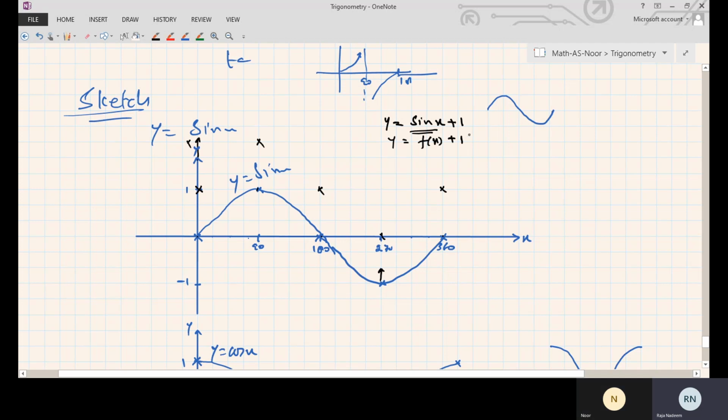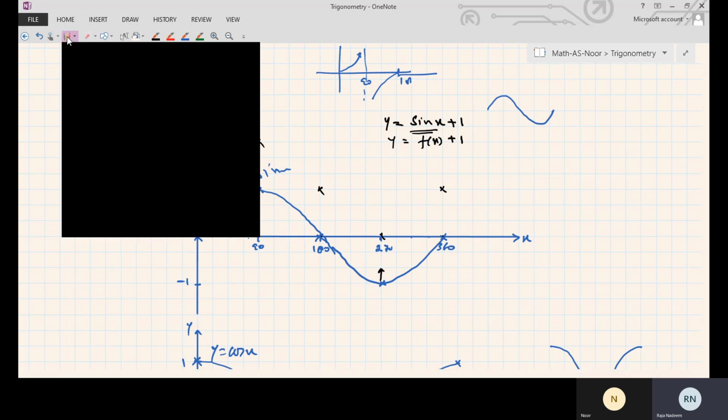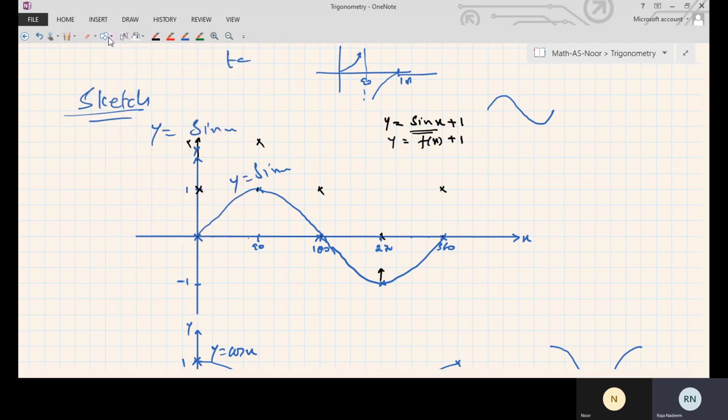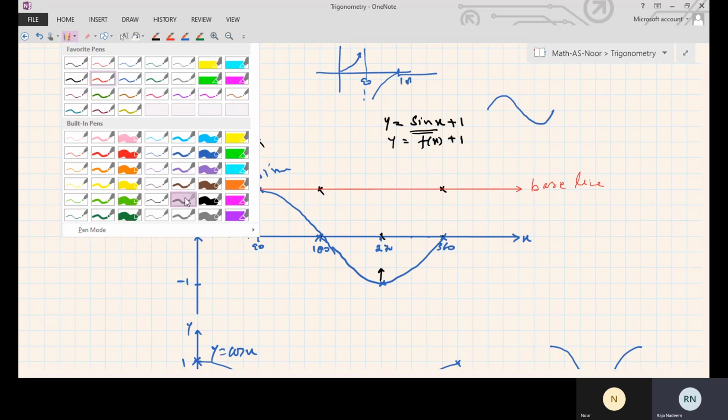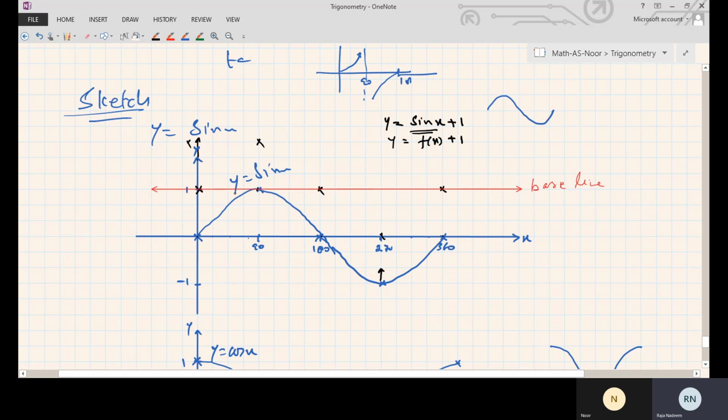I would suggest that whenever you are adding or subtracting a number outside of a function, you draw a line. I call that line a baseline. So draw a baseline which passes through y equals 1. From this baseline, you'll be able to sketch the graph very easily. We are shifting the graph 1 unit up, and when you sketch the graph through the points, you get y equals sine of x plus 1.